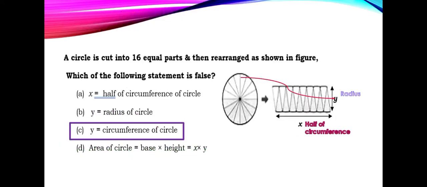Okay. A circle is cut into 16 equal parts and then rearranged as shown in the figure. Which one of the following statements is false? X is equal to half the circumference of the circle. Yes, X is actually half the circumference. Y is equal to the radius of the circle. Yes. And Y is equal to the circumference of the circle? No, Y is not the circumference of the circle, because Y is the radius of the circle. Area of circle is equal to base multiplied by height, that is X multiplied by Y. That's true. So the only false one is C1.